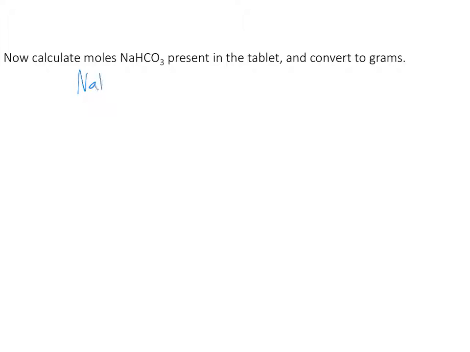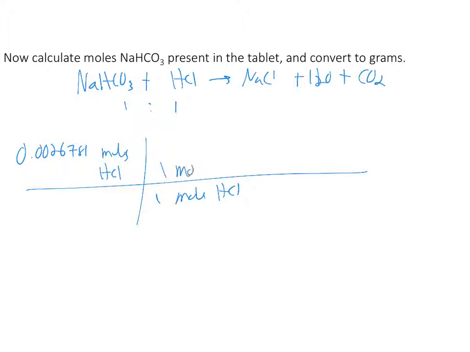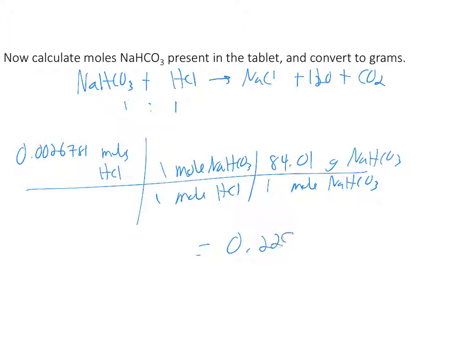So let's think about the balanced equation. Sodium hydrogen carbonate is going to react with hydrochloric acid to make sodium chloride plus water plus CO2. It's 1 to 1. So 0.0026781 moles of HCl. For every 1 mole of HCl, there was 1 mole of sodium hydrogen carbonate reacted. And for every 1 mole of sodium hydrogen carbonate, there is a mass of 84.01 grams, the molar mass. So I have 0.2250 grams of sodium hydrogen carbonate, and that is plus or minus 2.96%.